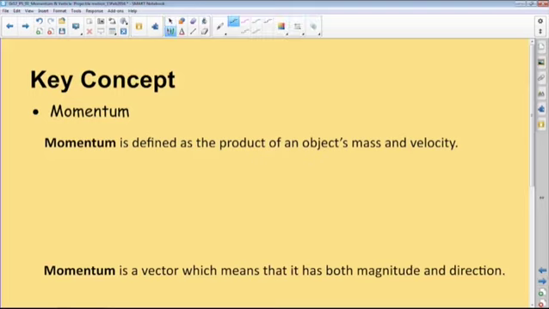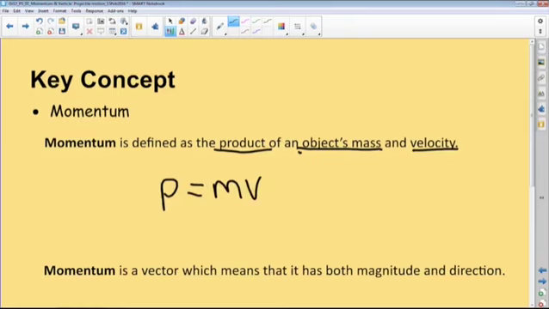Okay, so this is important. You've got to have the word product of an object's mass and its velocity. So it's two things that are important. The symbol for momentum is p, and it's lowercase p. Be careful here, not capital P, that means power. Momentum is mass times velocity.